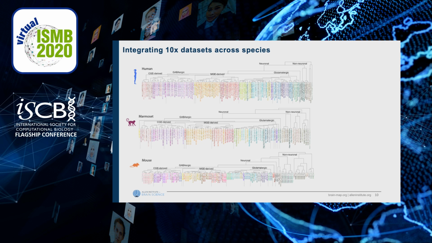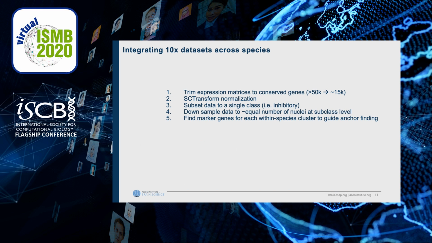So how do we go about integrating these taxonomies and finding cross-species homologous cell types? Well, given the success of the human 10x and SmartSeq integration, I really decided to, again, try and optimize the Seurat pipeline for integration.